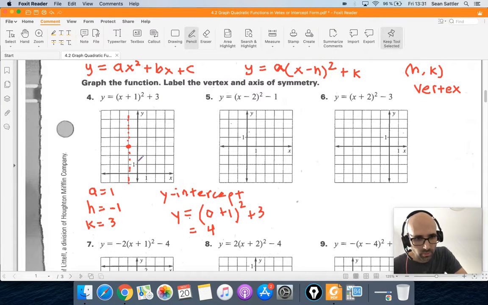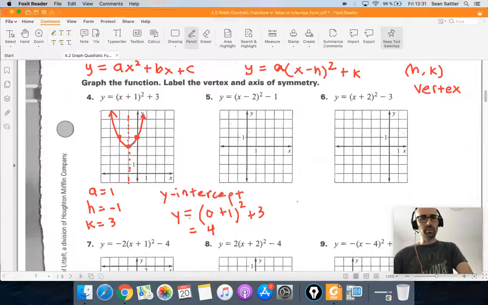So 1, 2, 3, 4. The y-intercept is right there, which means this parabola has to start going like this, and it's going to be symmetric, so there has to be another point here, like this. Okay. So that's a good enough sketch for our parabola. I'm mainly concerned with the vertex and then y-intercept and the axis of symmetry.